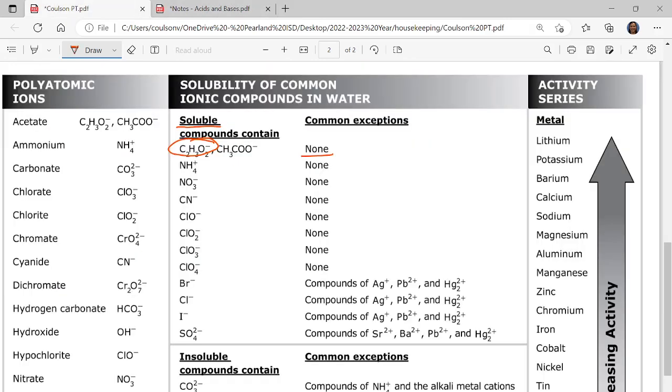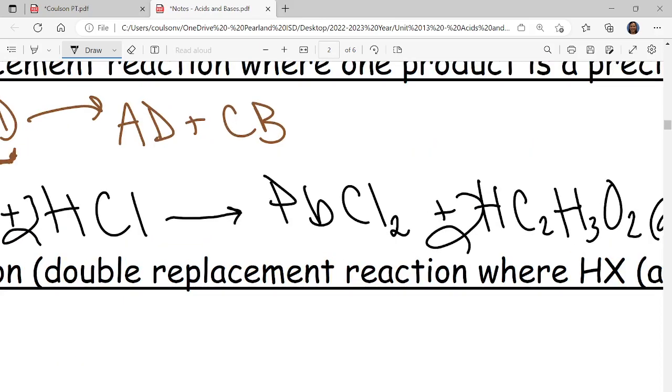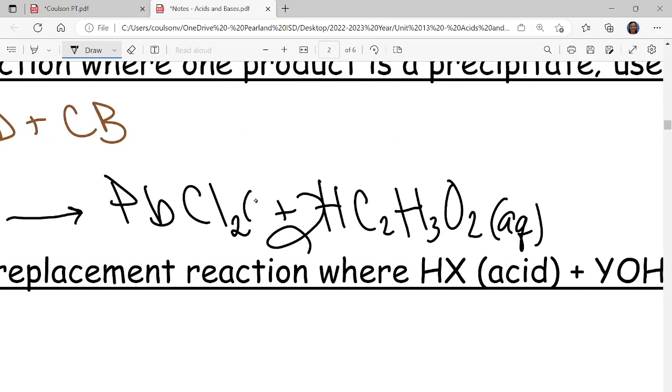PbCl2, however, if I go down here, Cl is right here. It is also in the soluble section. However, there are some exceptions to that: compounds of silver and lead and mercury. Is my chlorine in this example bonded to any of the exceptions? Yes, it's bonded to lead with a +2 charge, which means that this is going to be insoluble. So what would I write next to it? S for solid. Good.